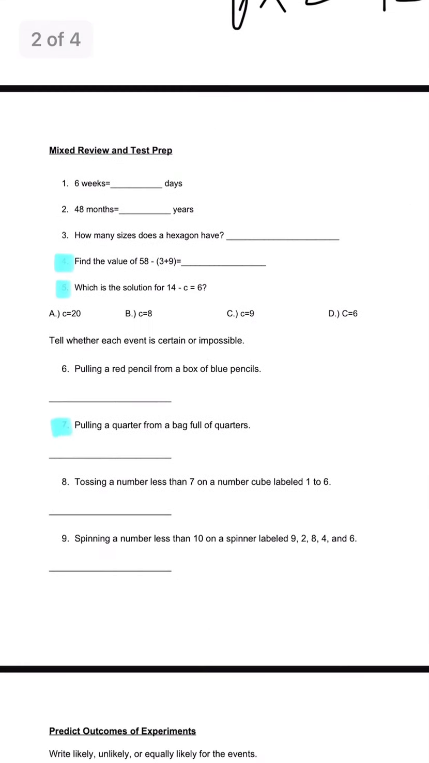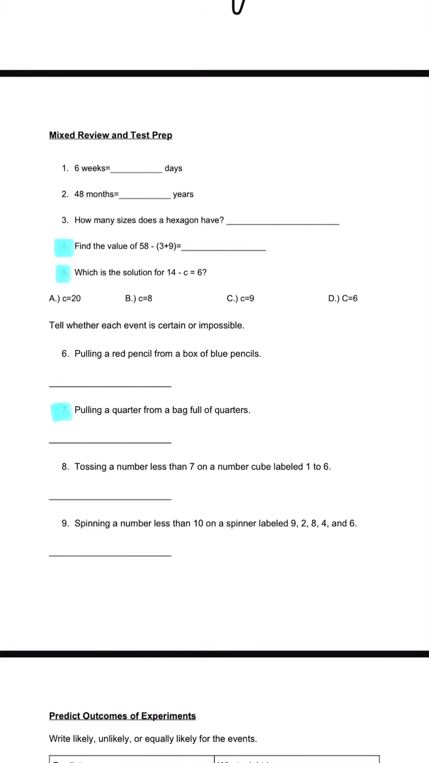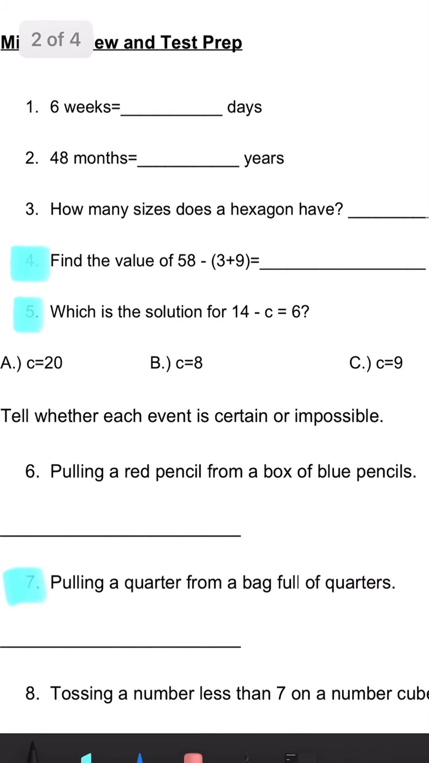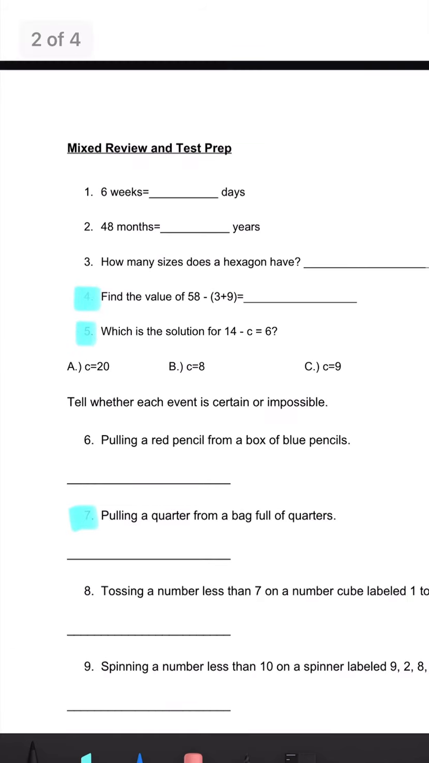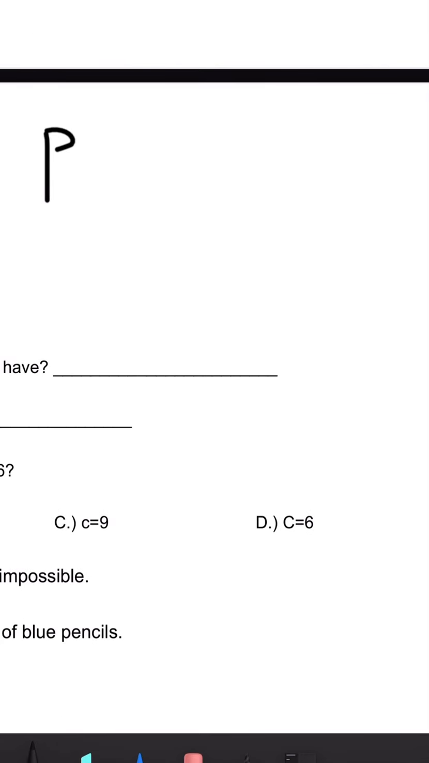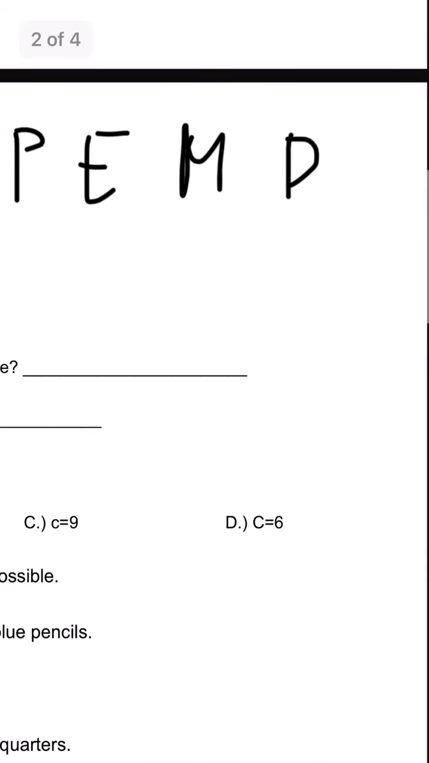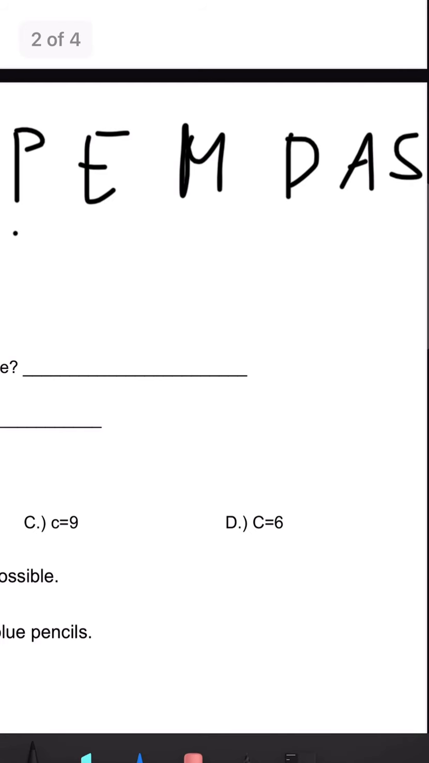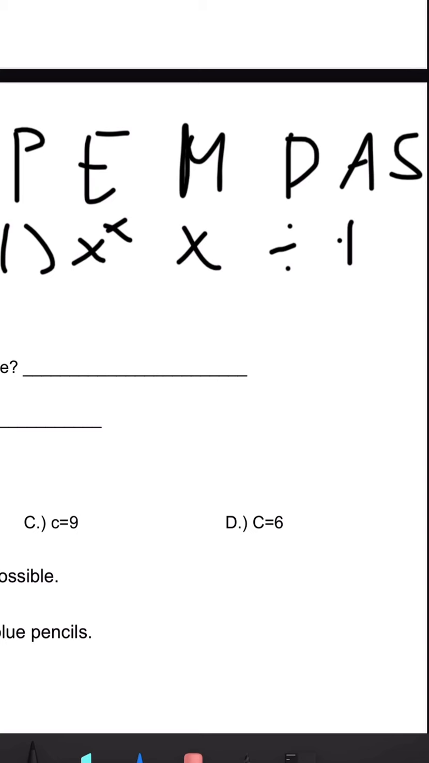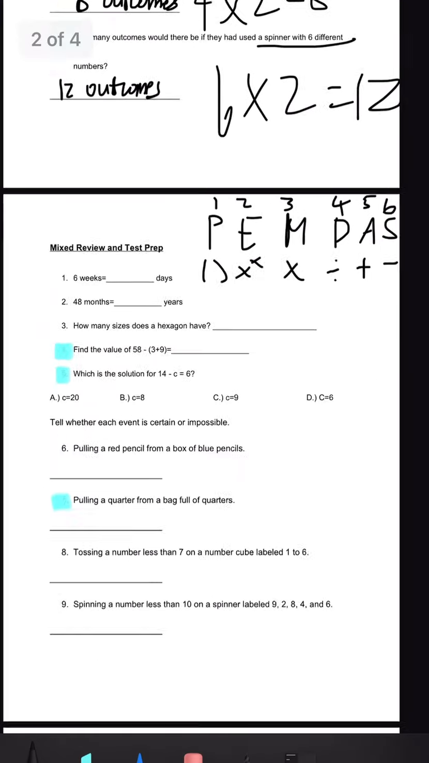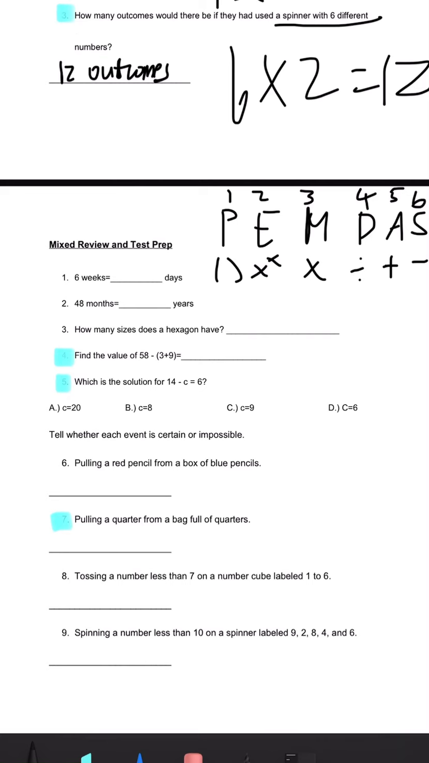Okay, so let's go to page number 2. We have mixed review and test prep. Number 4, we have find the value of 58 minus 3 plus 9. So we'll be using PEMDAS for this. P stands for parentheses, E for exponents, M for multiplication, D for division, A for addition, and S for subtraction. So you want to go in this order, 1, 2, 3, 4, 5, 6. Find the value of 58 minus 3 plus 9.